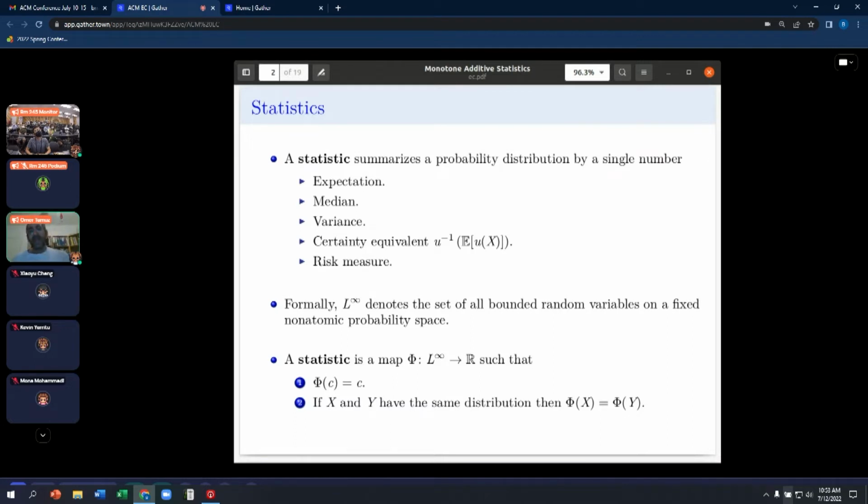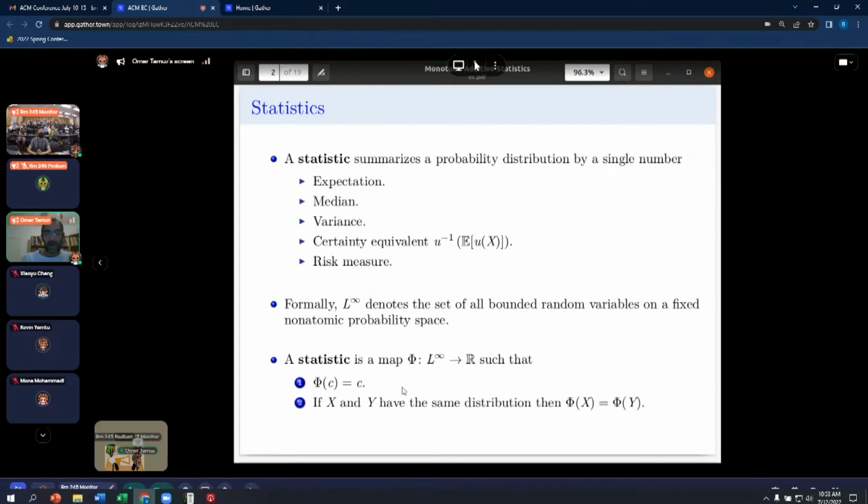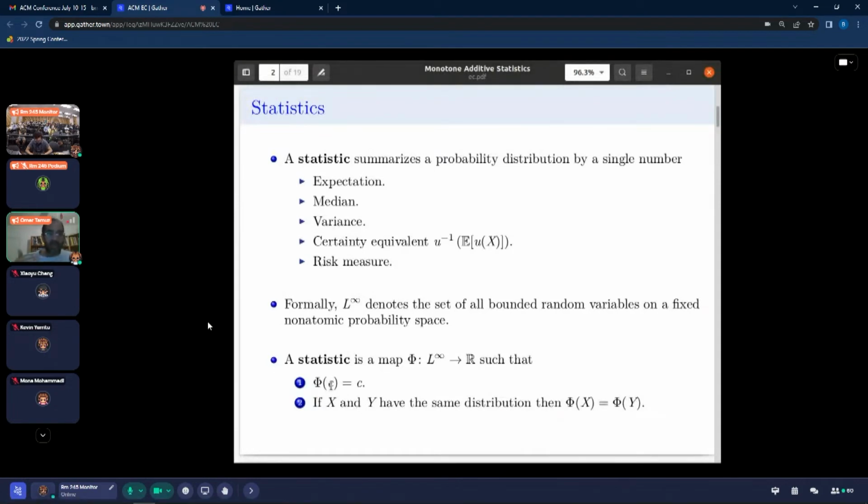Okay, formally, we're going to take some standard probability space, and we're going to denote by L infinity all the bounded random variables. So what's a bounded random variable? It's a random variable that never takes values bigger than some constant or less than some other constant. And a statistic is just a map that assigns a number to each random variable. If I have a random variable that's just a constant, not very random, it's always the number 17, then this map is also going to assign to it the number 17.